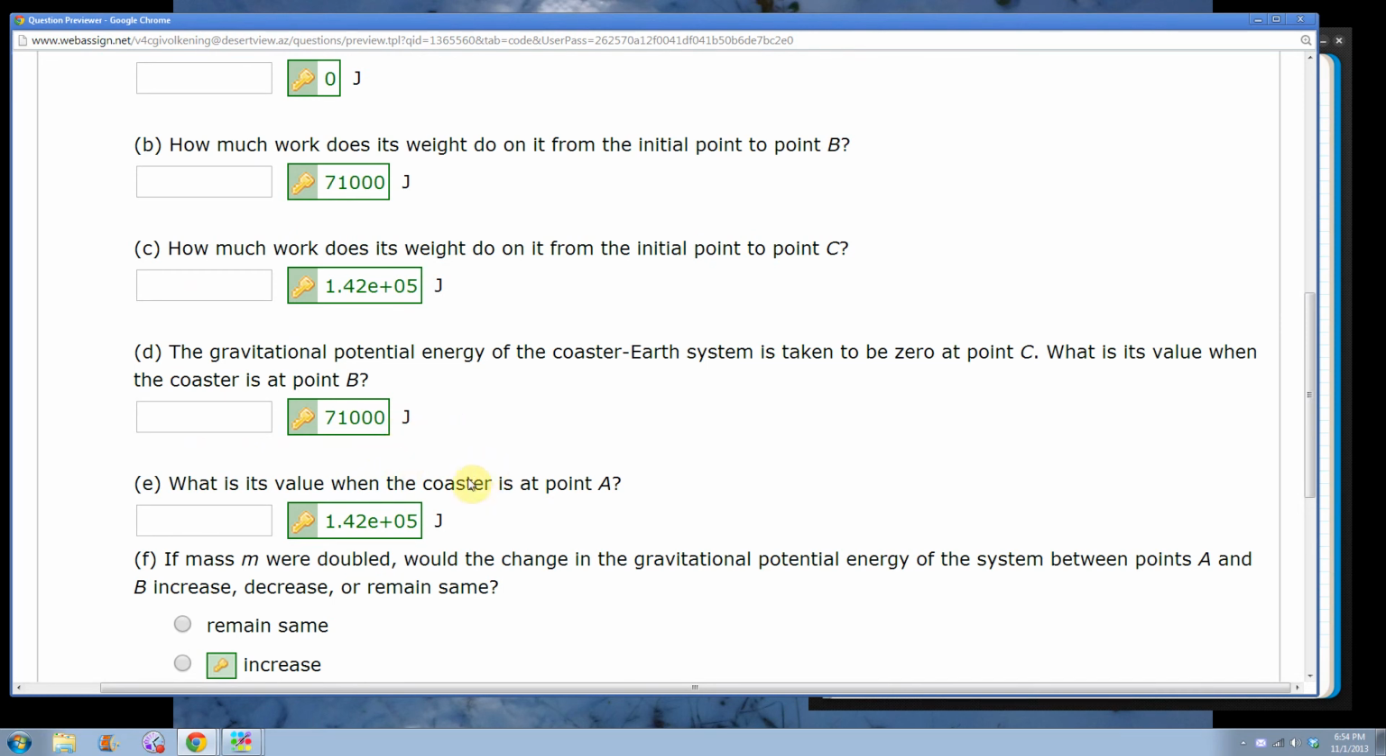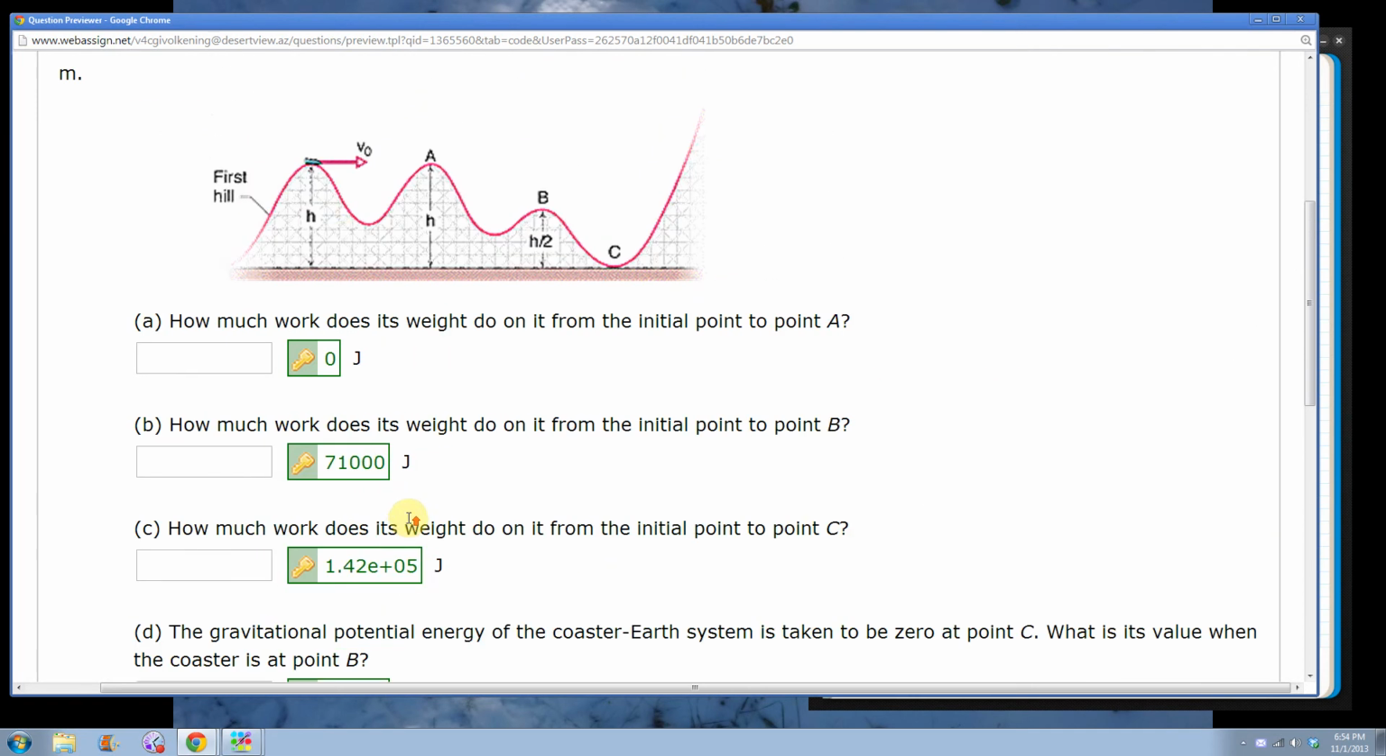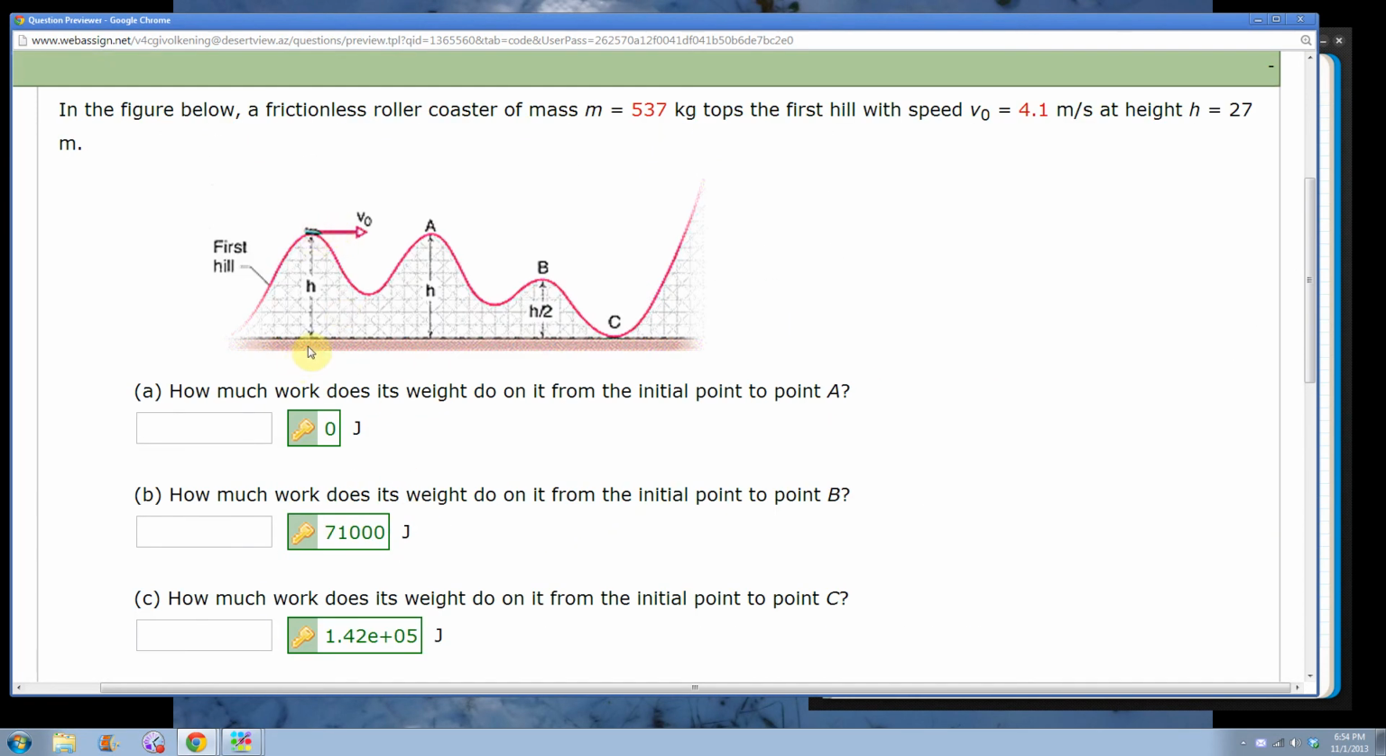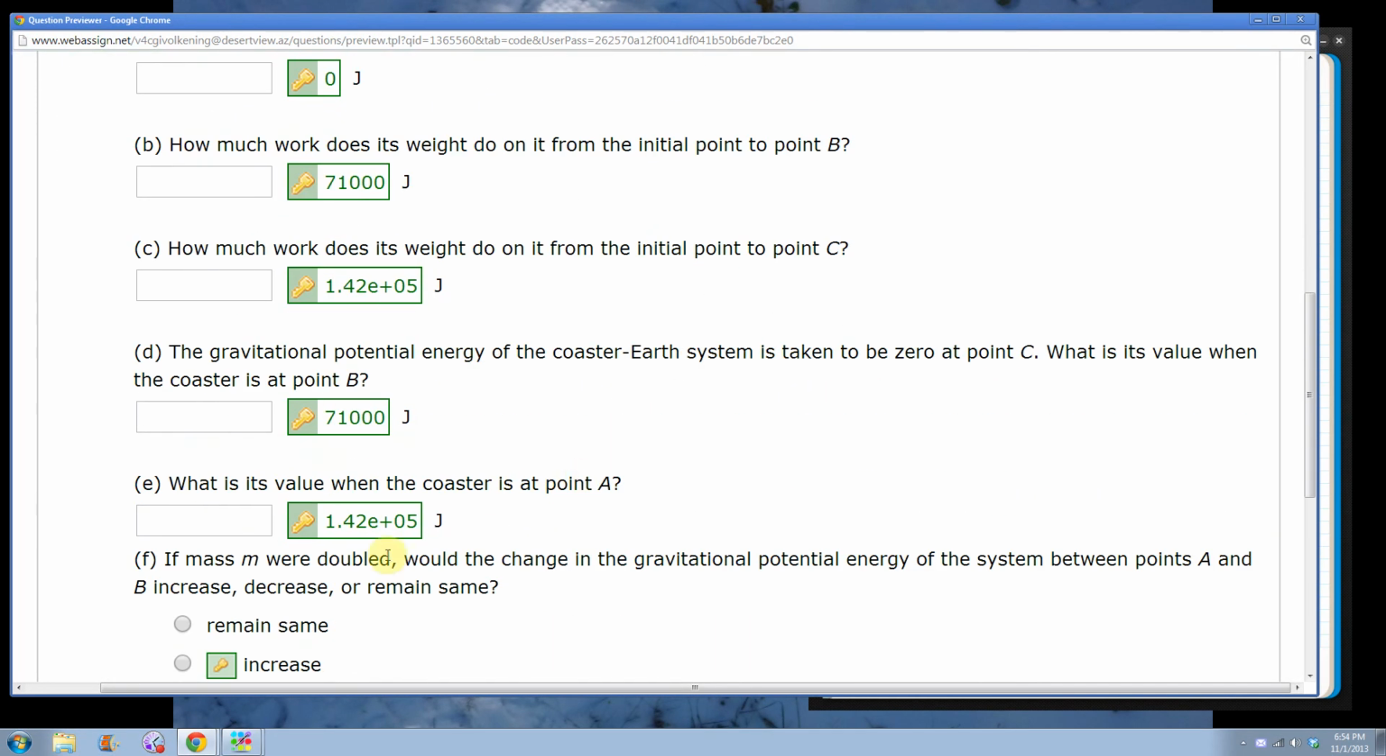At point A, same thing. It's the same equation with the height difference being 27. That's why I get the same answer as point C.